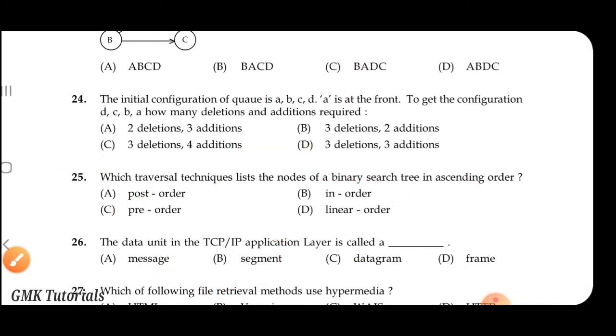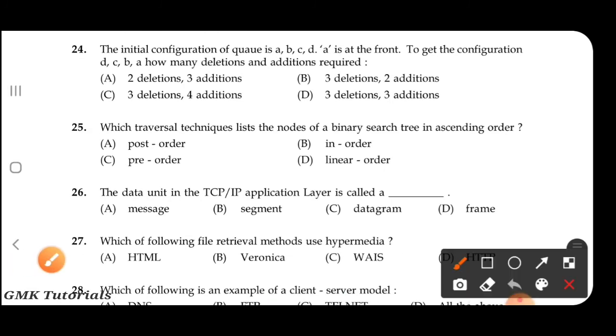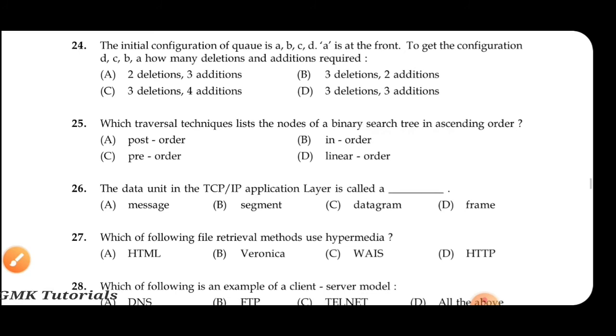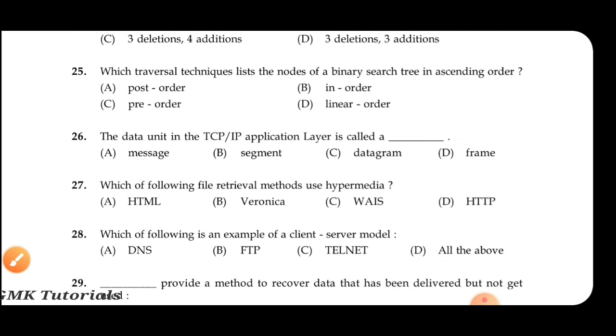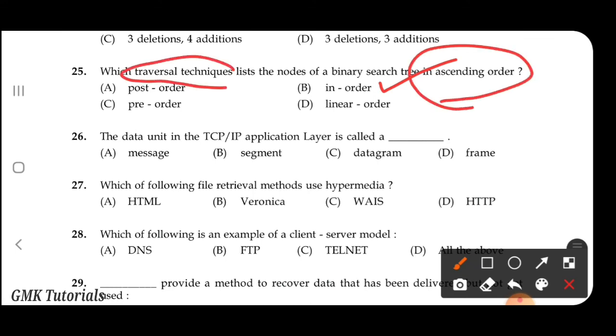So we have 3 deletions and 3 additions. So option D is the right answer. 25th question. Which traversal technique lists the nodes of a binary search tree in ascending order? It is inorder. Ascending order in traversal techniques. We saw these 2 words, and inorder is the right answer. B is the right answer.